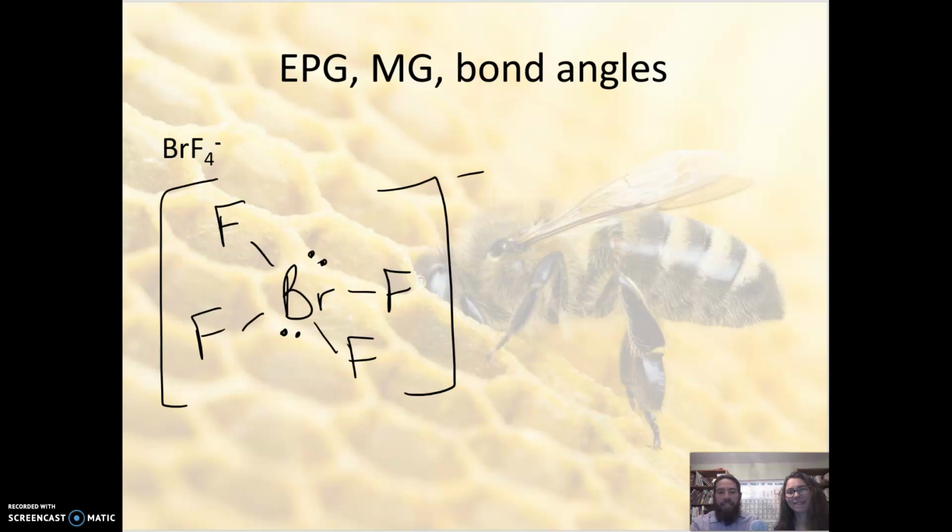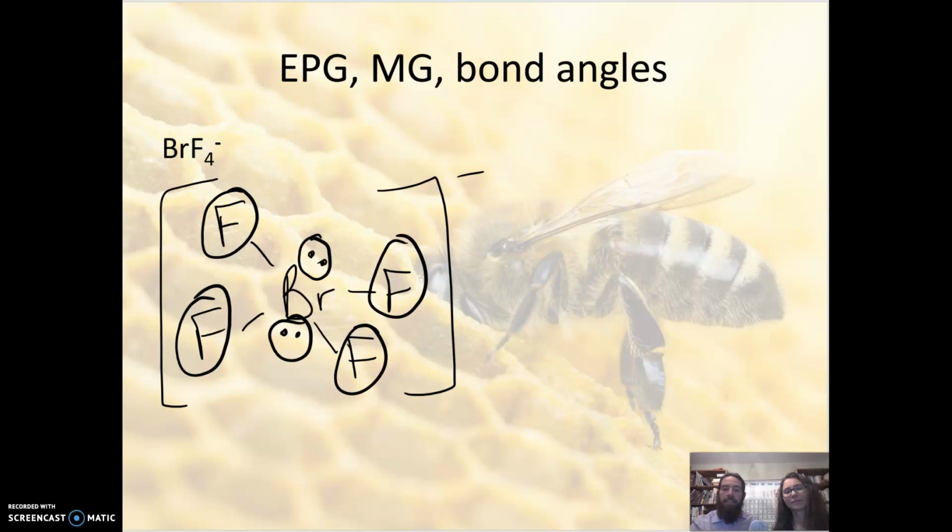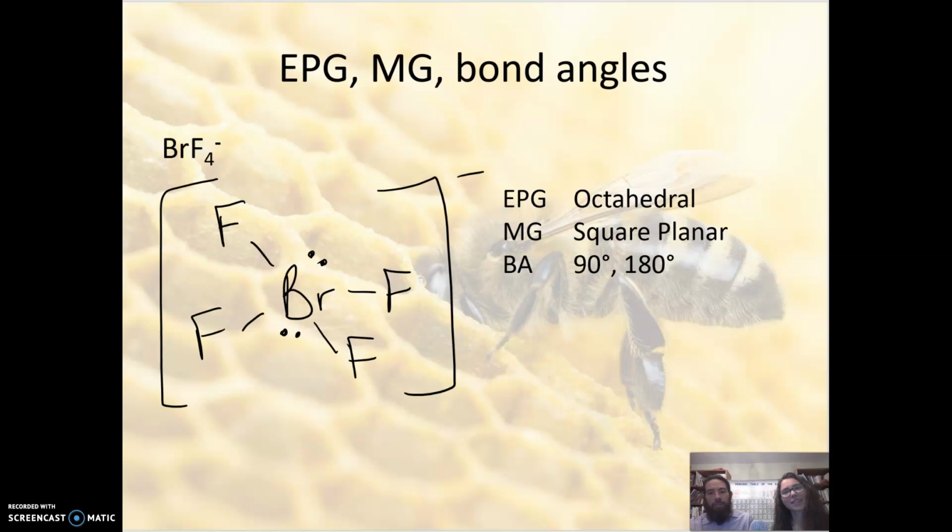Now I've got an ion, and don't let this throw you. We're going to use the same rules. We can just kind of ignore the fact that it's an ion. I'm going to count the domains around that central atom. So I have 1, 2, 3, 4, 5, and 6. 6 domains, octahedral, but we do have lone pairs, so the molecular shape will be different than our electron pair geometry. In this case, we have the 2 lone pairs that have to be opposite each other, and what we're left with is a square planar shape.